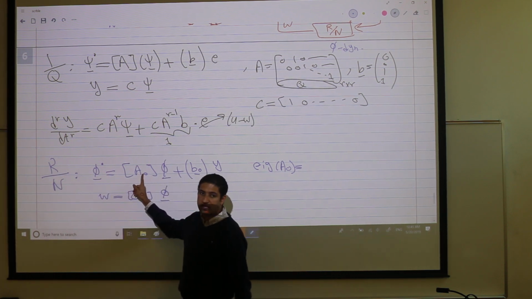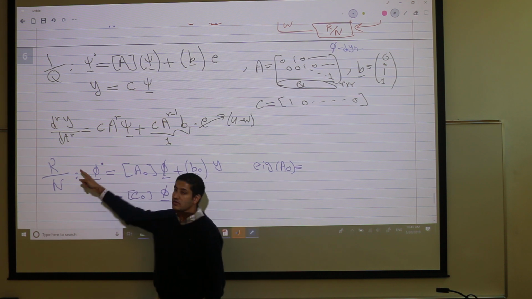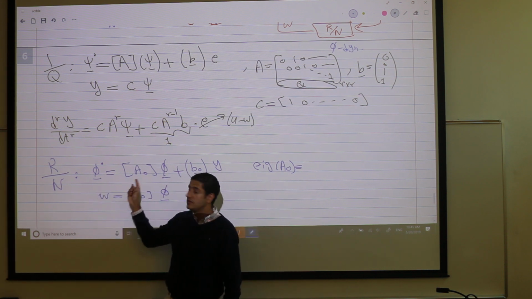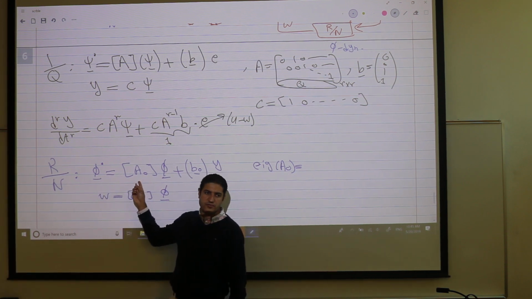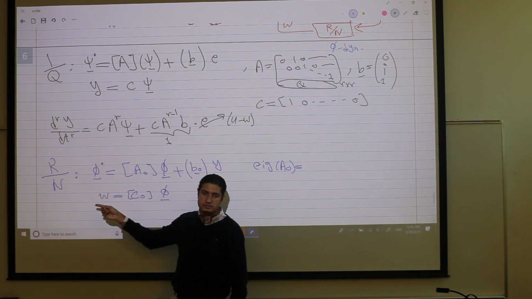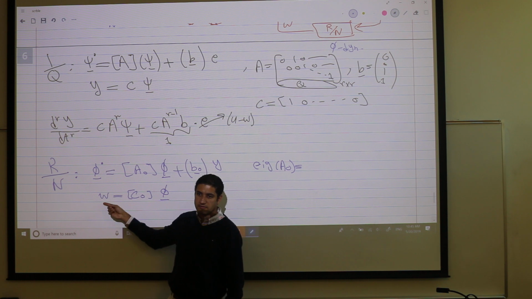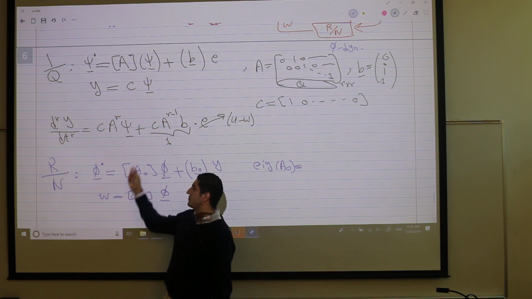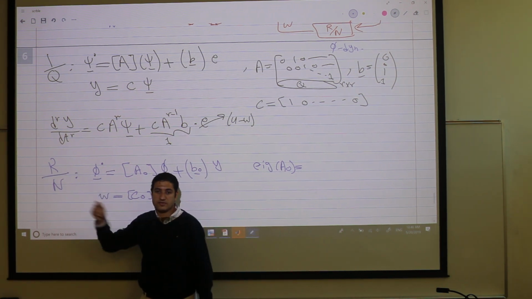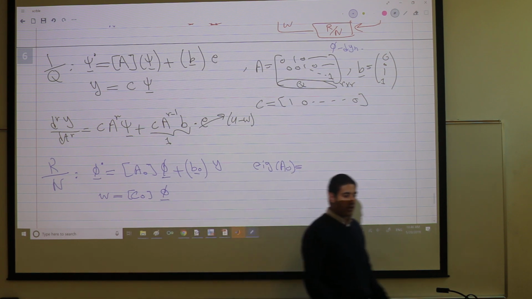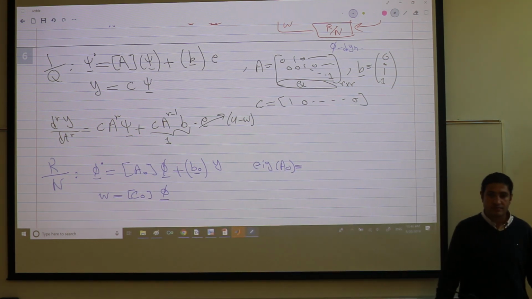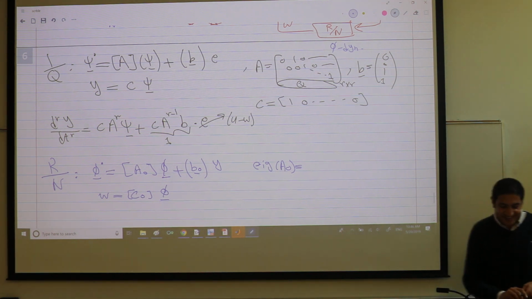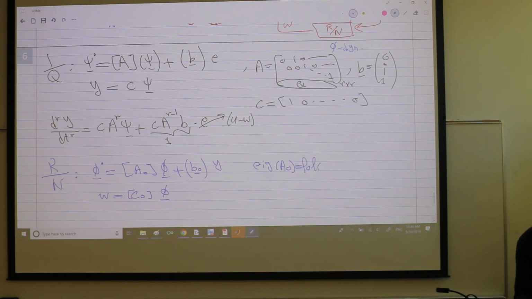The eigenvalues of this matrix, how are they related to the transfer function? How are the poles of A related to the transfer function? How are the eigenvalues of the A matrix related to the transfer function? The poles. The eigenvalues are the poles of the transfer function.